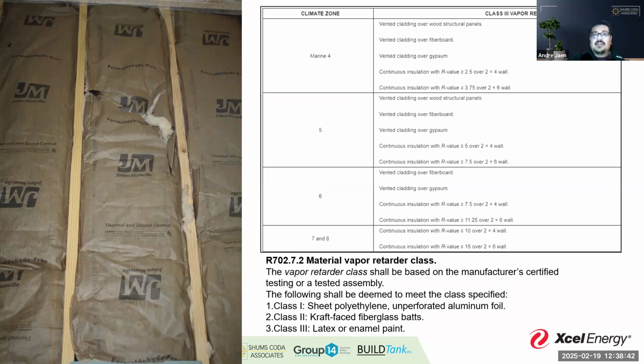So here we have it broken down for us by climate zone here, and I have 4, 5, 6, 7, and 8, just because this class is specific to Colorado, where you can take a look at for your class 3 vapor retarders where permitted, right? We also get some specifications here for exactly what the code is pointing to for our sheet polyethylene, kraft facing, etc.